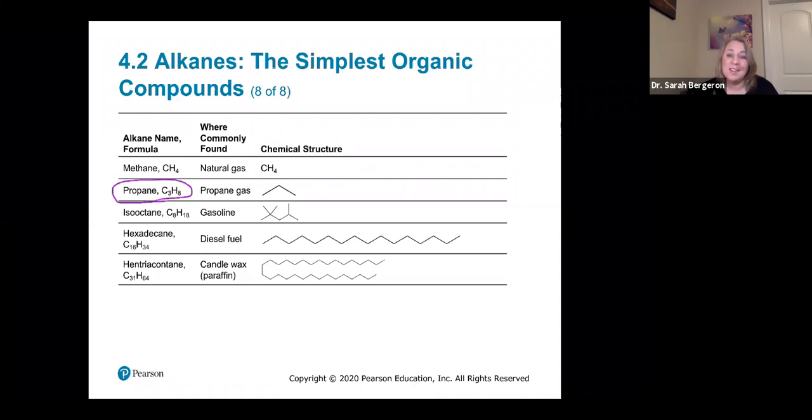Diesel fuel is hexadecane, right? So all of these are alkanes, and they're super important, and we use them every single day. Super, super important. So now we're going to switch gears and we're going to go do some problems.